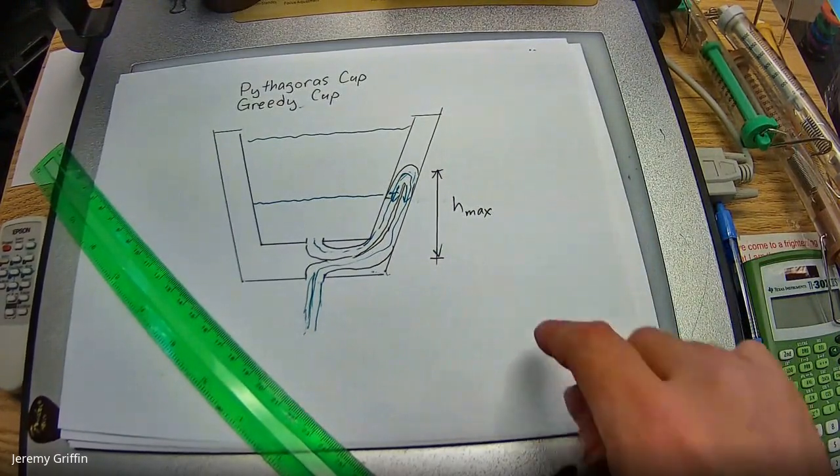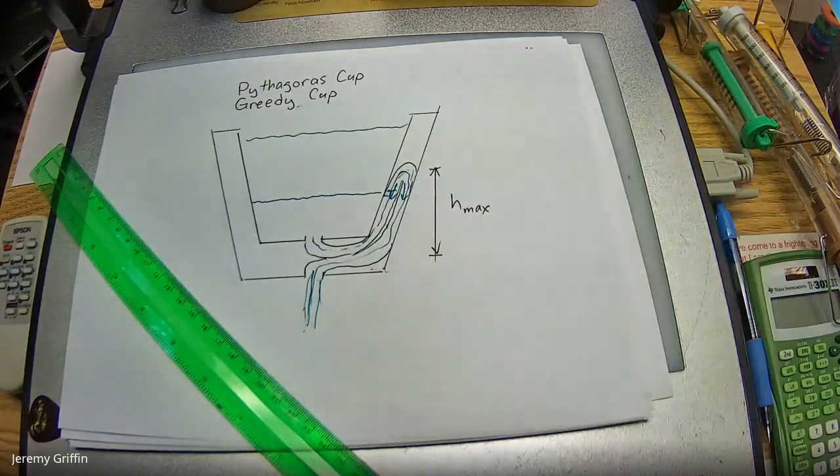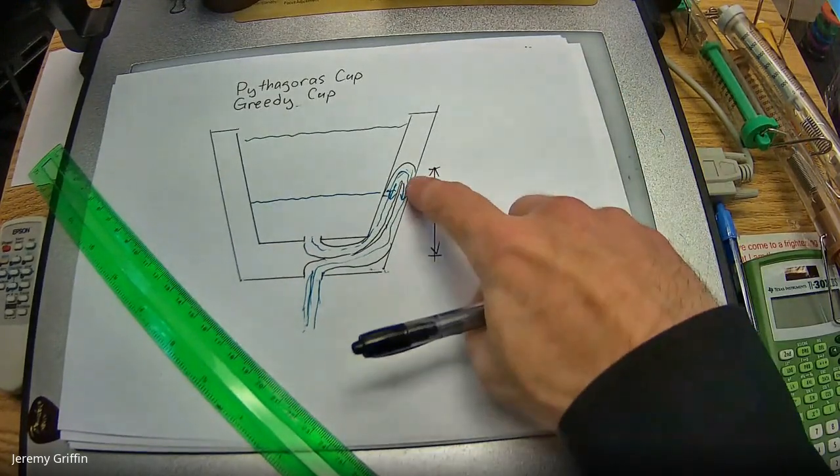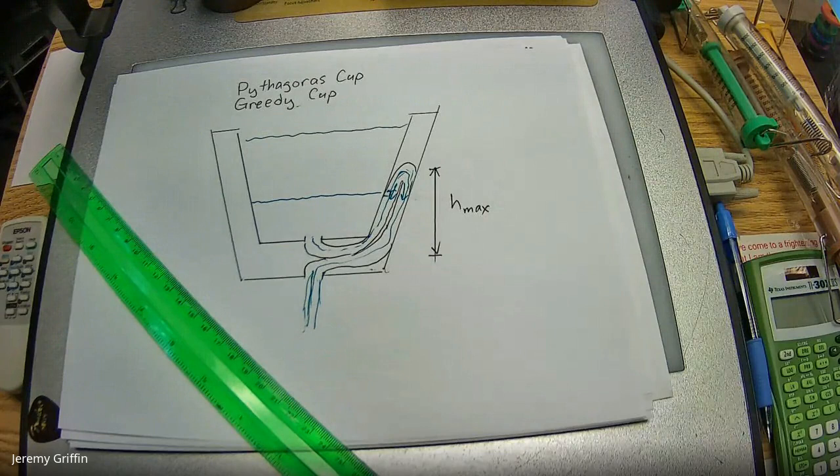So I wonder how high you could build this before the pressure isn't enough to hold this together, where it actually does go to a vacuum and it would split. Does anybody have a pretty good guess how high you could build this cup?